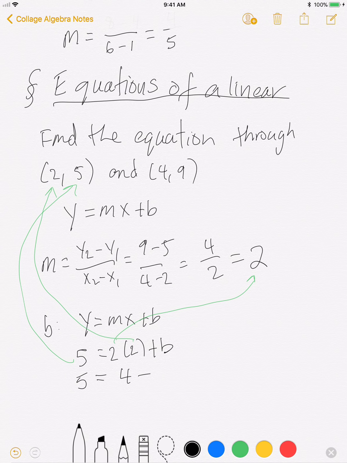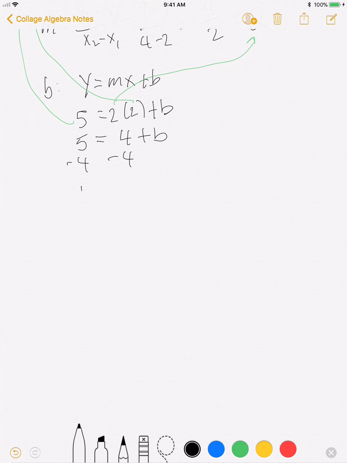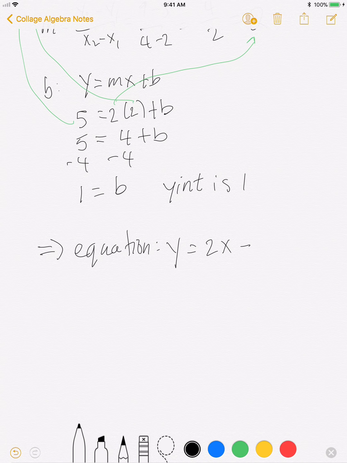2 times 2 is 4 plus b, and you subtract 4 from both sides of your equation. And so you get that 1 is b. So your y-intercept is 1. And so therefore my equation is y equals 2x plus 1. What happens is you leave the x and y values as free variables. You leave them free.